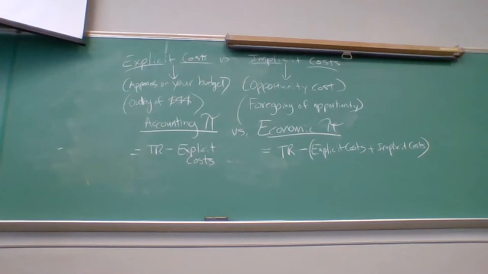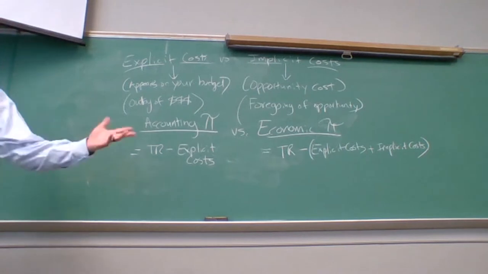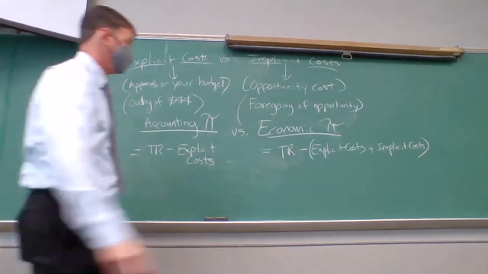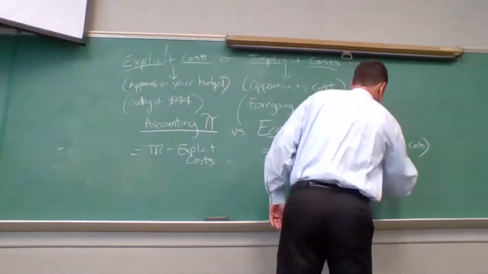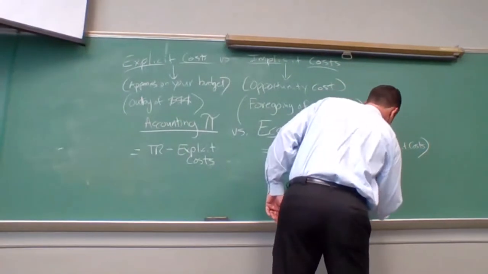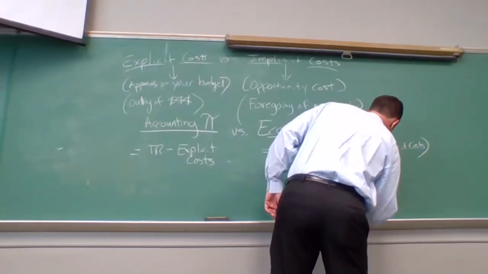Implicit costs, explicit costs. Accounting profit, economic profit. You'll see the difference. Economic profit basically boils down to this: economic profit includes opportunity costs. So all this comes into it. All right.